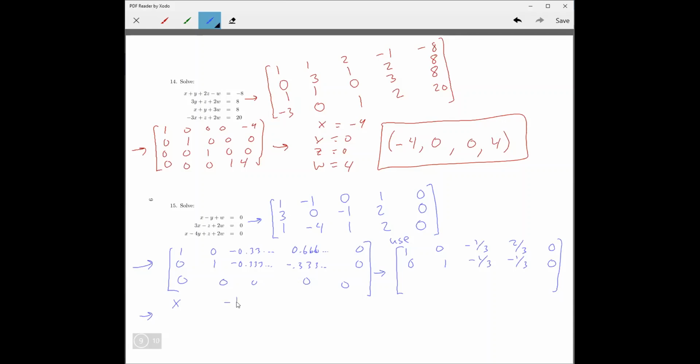So the top one is x minus 1/3 z plus 2/3 w equals 0. And then the second one is y minus 1/3 z minus 1/3 w equals 0. Okay. So here we have two independent variables, which are z and w. The instructions say set z equals s and w equals t. Then with these substitutions, x is going to be negative 1/3 s plus 2/3 t, and y is going to be negative 1/3 s minus 1/3 t.